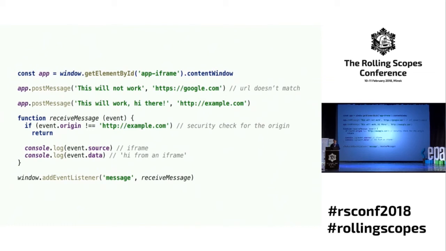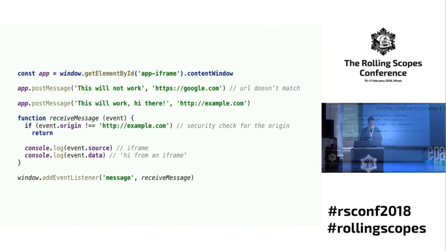And we can use app.postMessage to send some message there. There are two examples. The one with the google.com origin won't work. You will have an error in your console because the real origin is example.com, so the second function will work. And also, the parent component can receive a message from the iframe. So there is the code for that below.